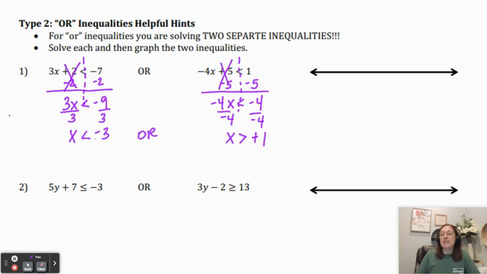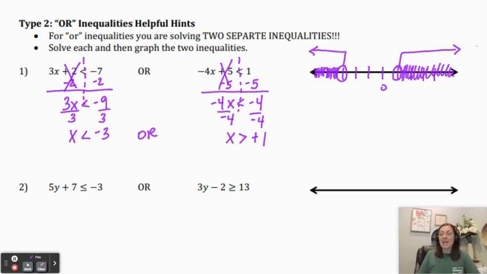So now let's graph these. X is less than negative 3, or x is greater than positive 1. Put 0 right there. Okay, so x is less than negative 3. We're going to go to negative 3, put an open circle, and we want less than, so I'm going to draw my line to the left. Then I'm going to go to 1, put an open circle again because x is greater than positive 1, and I'm going to draw my line to the right. Now remember, with or type inequalities, we're not looking for overlap, so I'm going to shade everything underneath these lines here.